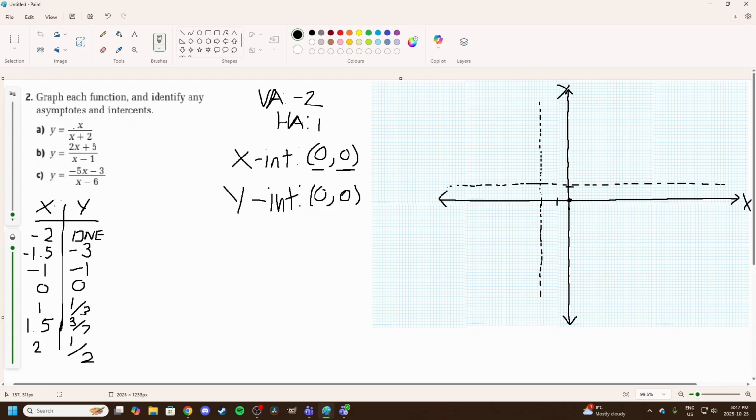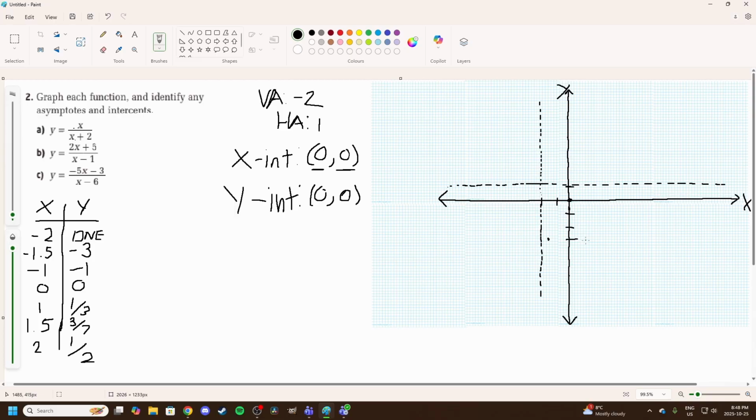Okay, so I finished calculating all the points. Important to note that when x is -2, that's a vertical asymptote, so our y value does not exist. Now let's get to graphing. At -1.5, we'll have -3. That's around here. Cool. So that's our first point.